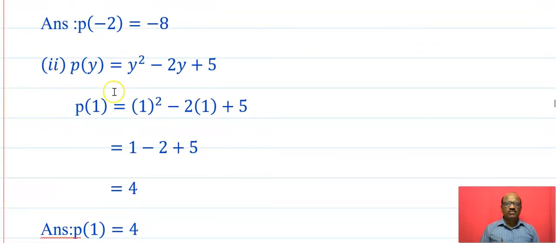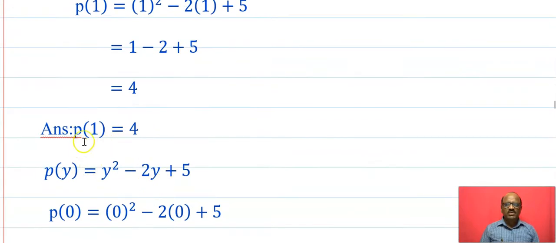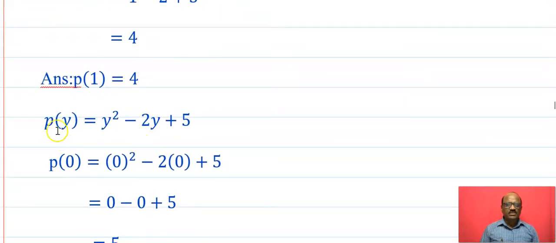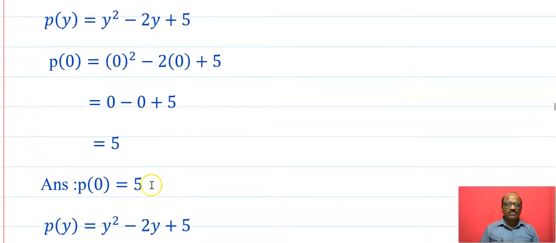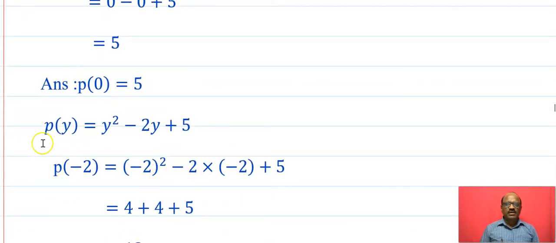Next polynomial, p of y is equal to y square minus 2y plus 5. First is y replaced by 1, p of 1, that is 1 square minus 2 into 1 plus 5. 1 square means 1, minus 2 plus 5. 5 plus 1 is 6, 6 minus 2 is 4. Therefore, p of 1 is 4. Next, p of y, that is y square minus 2y plus 5. Replace y by 0. Therefore, 0 square, minus 2 into 0 plus 5. And overall, you will get 5. p of 0 is 5. p of y for y equal to minus 2.